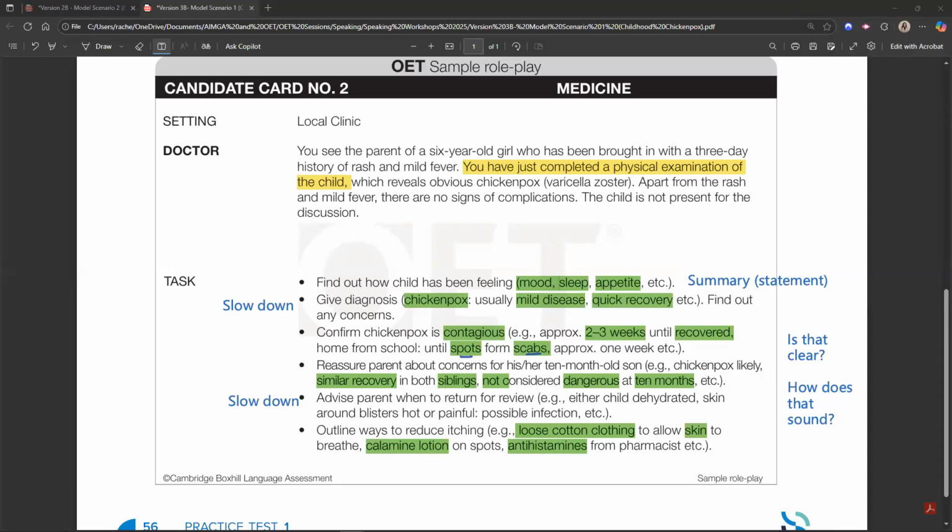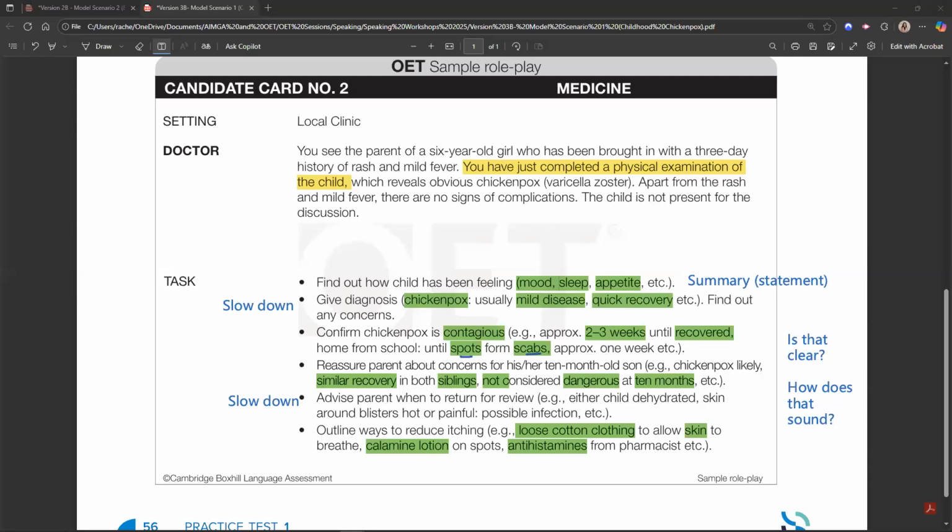Okay, Rachel. So, according to the history provided by you and according to the examination findings, I am suspecting chickenpox. Have you heard about it? No, I haven't. Okay, then let me explain a little bit about chickenpox. Is that okay? Yes. It's a very common disease, a mild disease, and we can expect quick recovery.